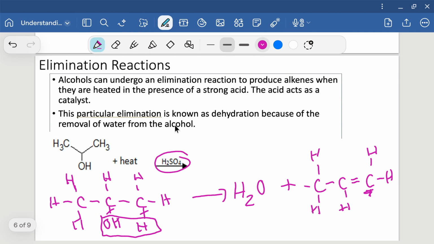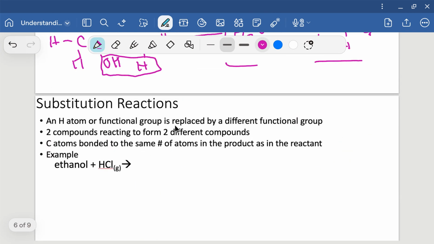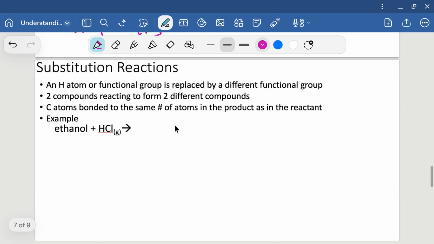So then with elimination reactions, we want to remember that we're taking something off of our molecule. So we're just starting with one reactant, and you end up with two products, and a double bond is in one of them. Our last reaction is substitution, and substitution is when you are swapping hydrogen or a functional group to replace it by a different functional group. So with substitution reactions, you start with two reactants and you end with two products.